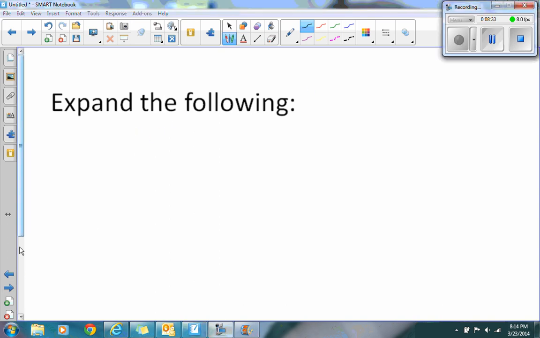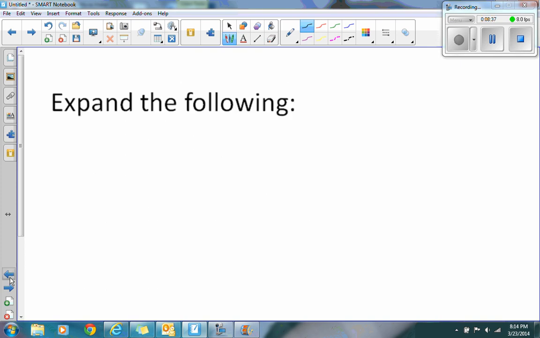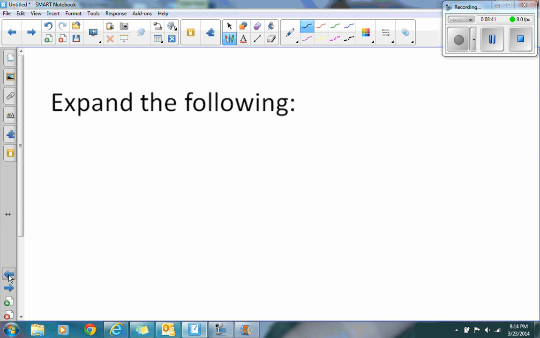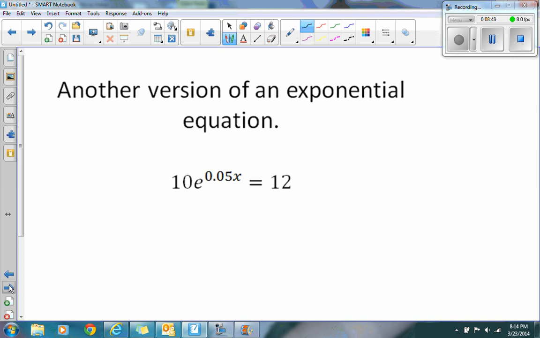On these 2 slides, expand the following, and write the other as a single log expression. These 2 didn't have anything on the slides, but be sure you review your rules for when you multiply expressions, when you bring exponents down, when you divide them, that sort of thing, and be able to split them apart and put them back together. I can try to show some more of those if you have questions on those later on.